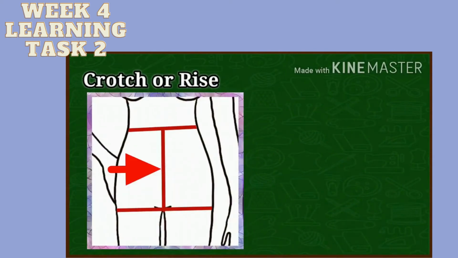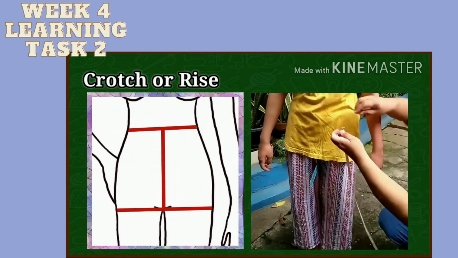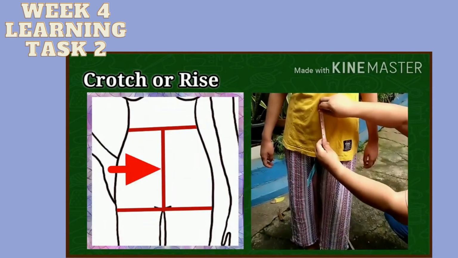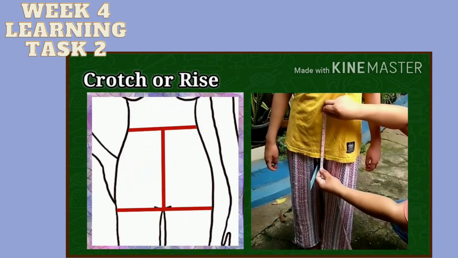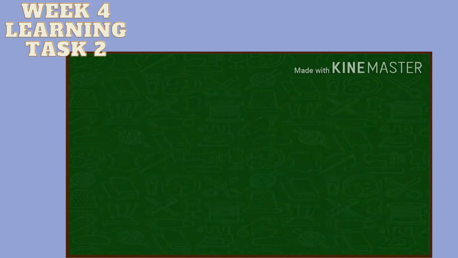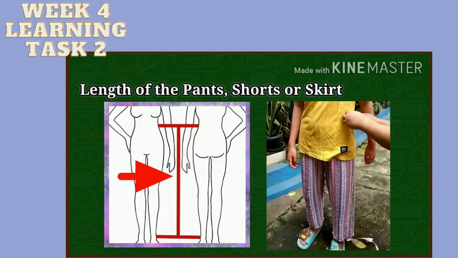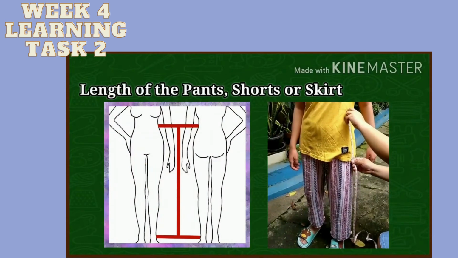Crotch or rise, measure by placing a ruler under the crotch, then measuring below the waistband down to the level of the ruler. Length of pants, shorts, or skirt. Measure along the side below the waistband to the desired length of the pants, shorts, or skirt.